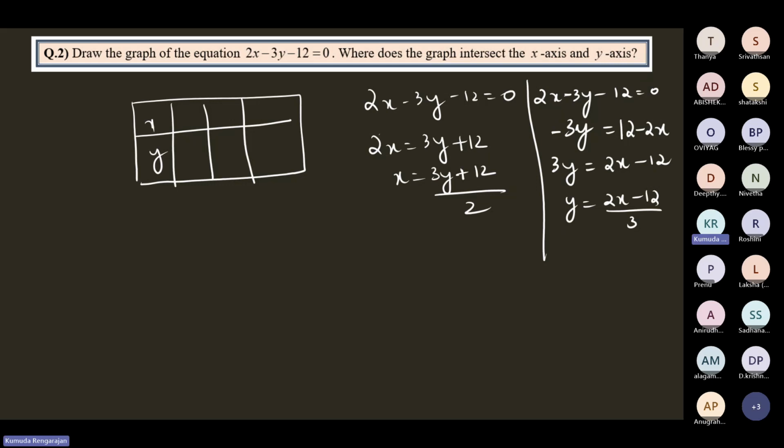You can write it in any one of the two ways, children. So this is writing x in terms of y.